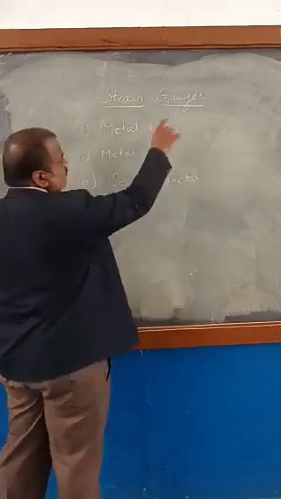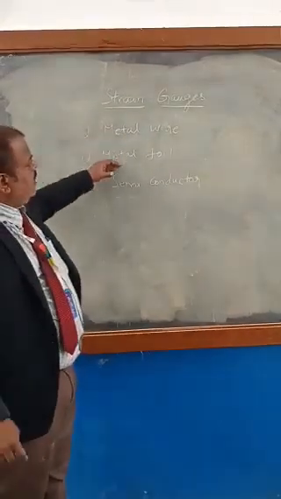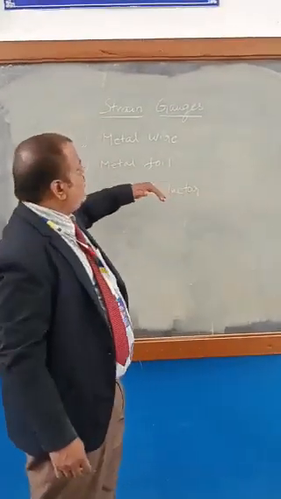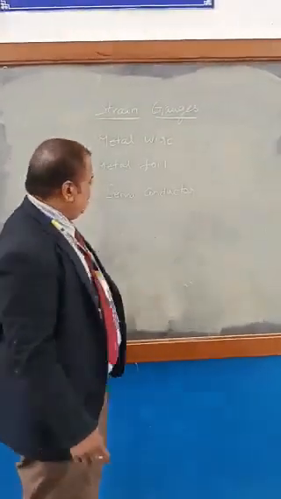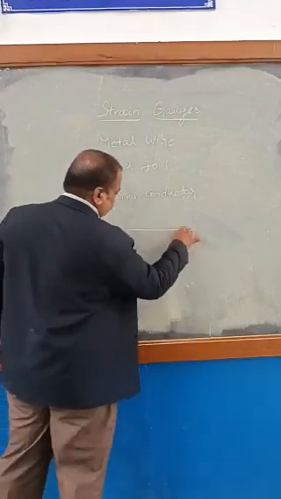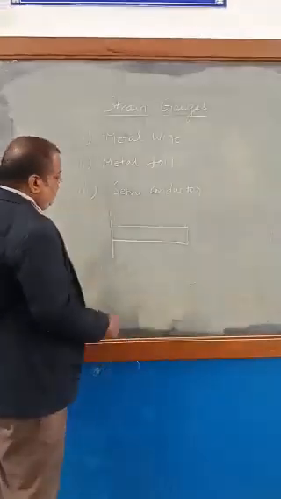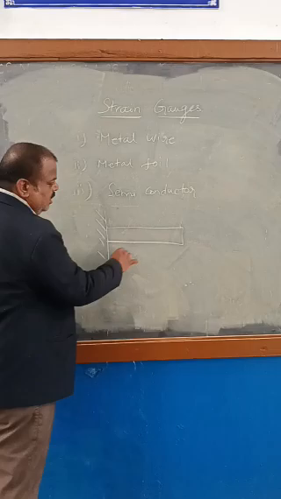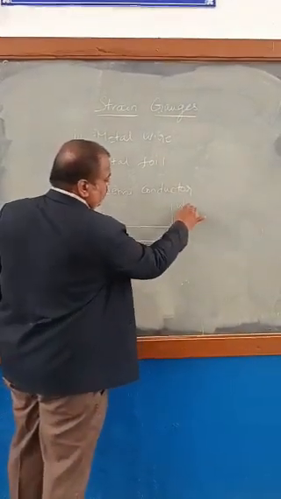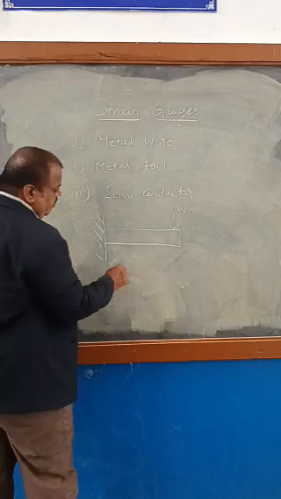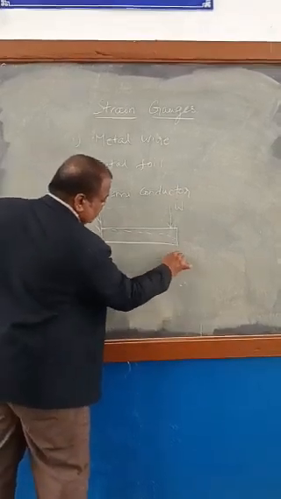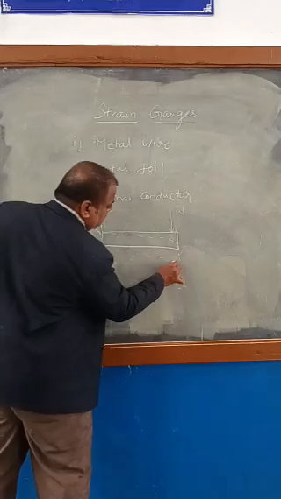Okay, so there are three types of strain gauges: metal wire, metal foil, and semiconductor. As I told you, what is the strain gauge? A strain gauge is used to measure the deflection in a beam. For example, take a cantilever beam where one end is fixed and the other end is free. When I apply a point load W on one end, there will be deflection in the beam. This deflection will be found out by the strain gauge.